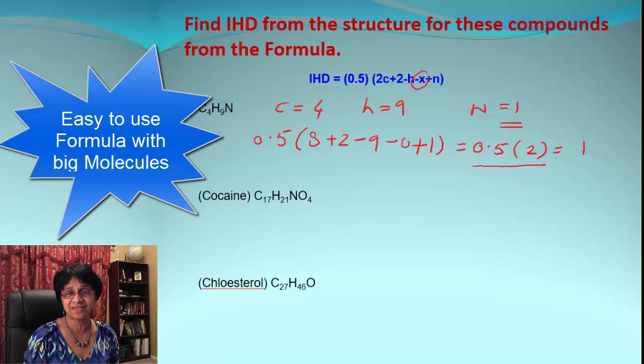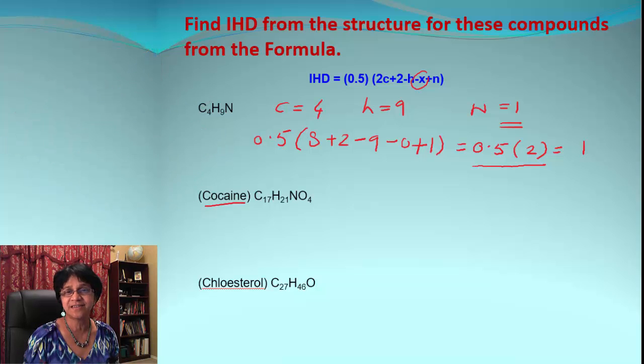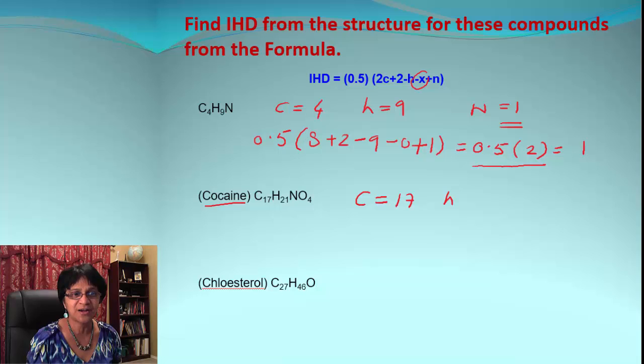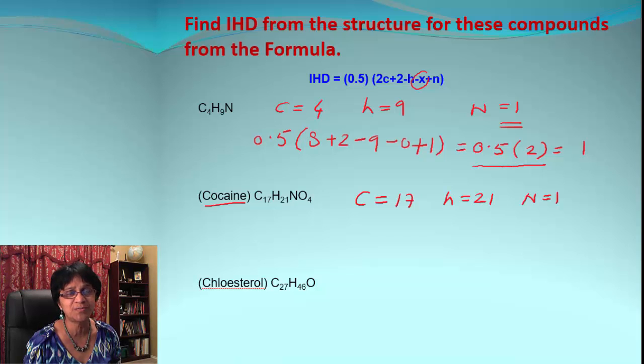All right, here are some big molecules. That's the example of cocaine, C17H21NO4. If you draw the structure and count the rings and double and triple bonds, it will take us a long time to figure out. But with our formula, it's going to be easier. So again, the number of carbon atoms is 17, the hydrogen atoms is 21, and nitrogen is 1. And do we really care about oxygen? No. So I won't even bother to write that down.